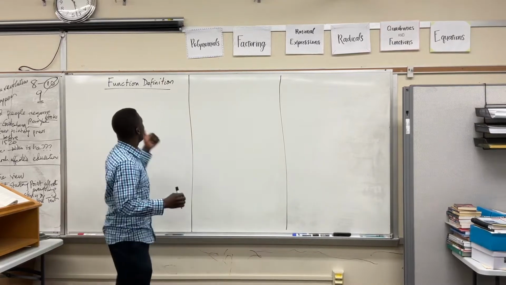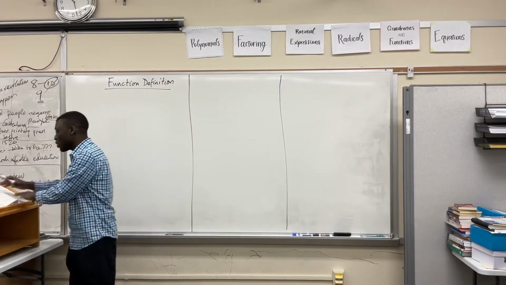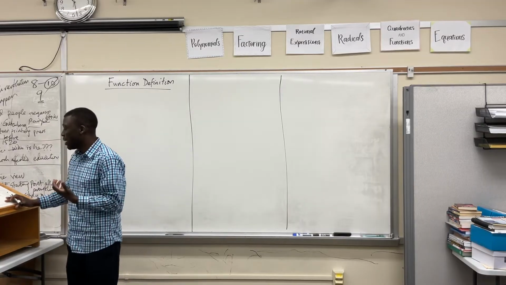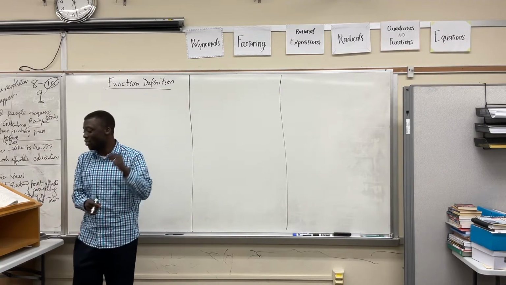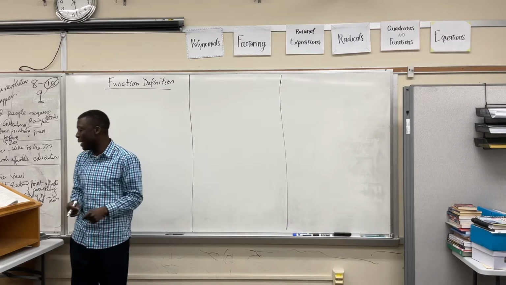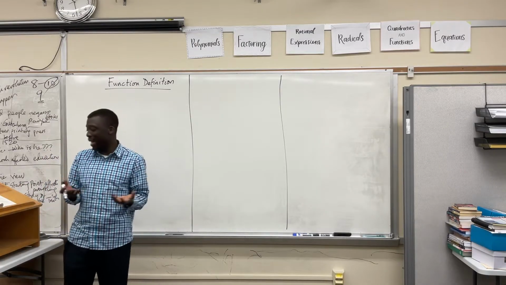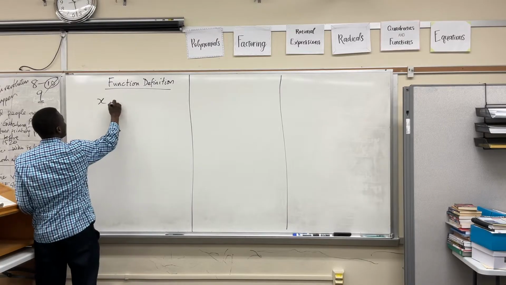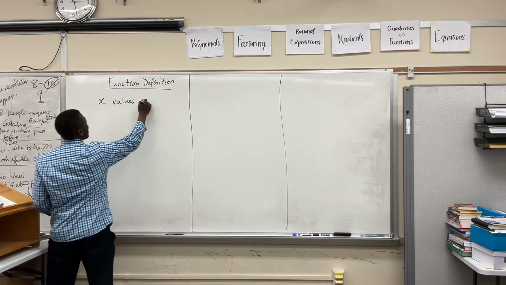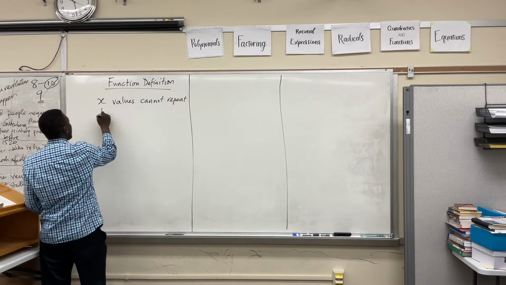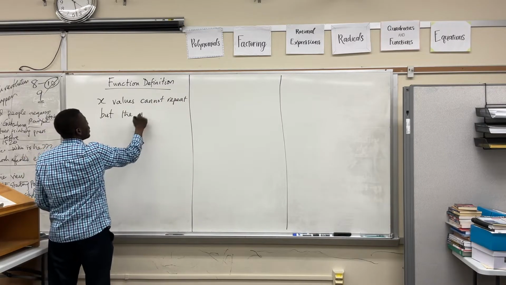And we're going to talk about function definition. A function is a relation or a set of points such that for every x, there is one and only one y. So in short, the x values cannot repeat, but the y values can.